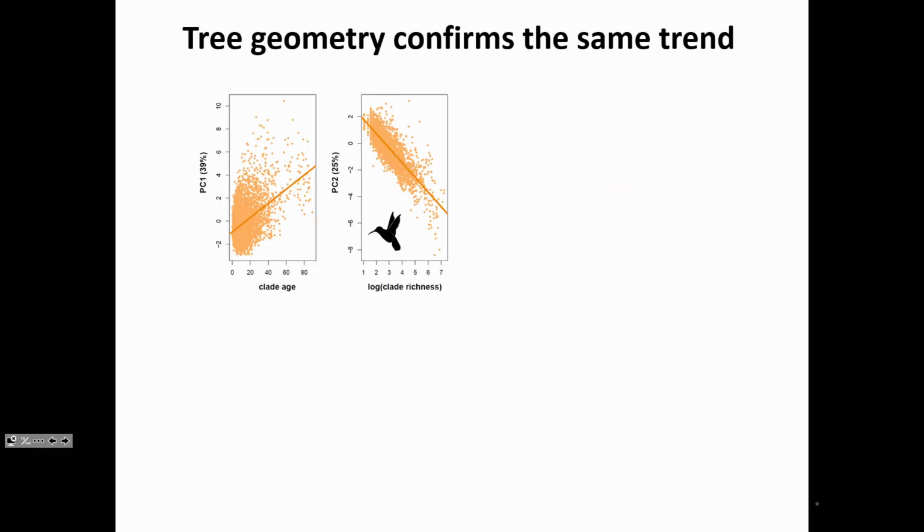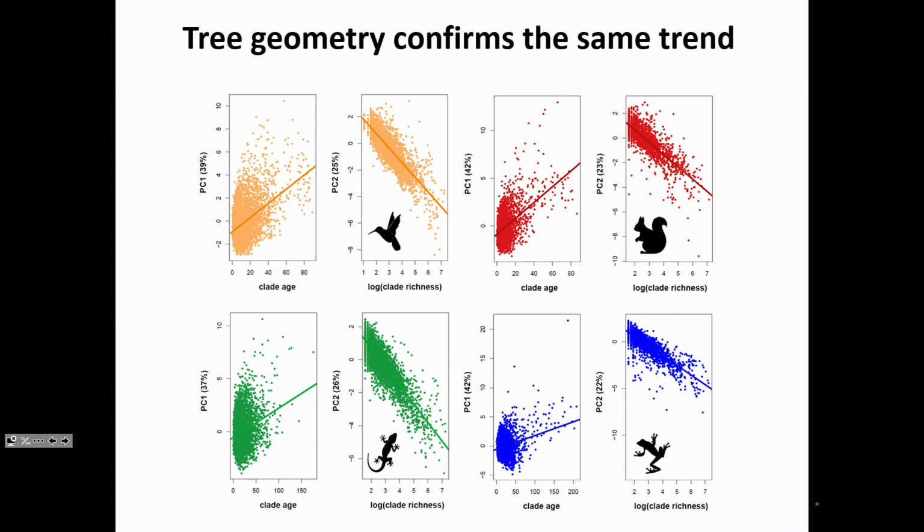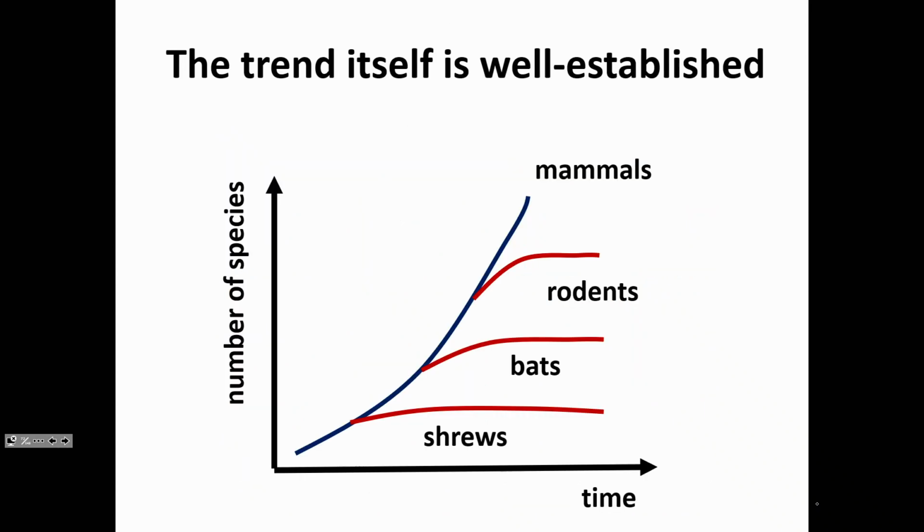Tree geometry, which was the other type of analysis, supports the same trend. These are the results for birds, right? So we see that the geometry of the phylogeny, the topology, the branching times change with increasing clade age and clade richness. And again, I find the same trend for mammals, reptiles, and amphibians. So it seems that the trend itself is very well established.